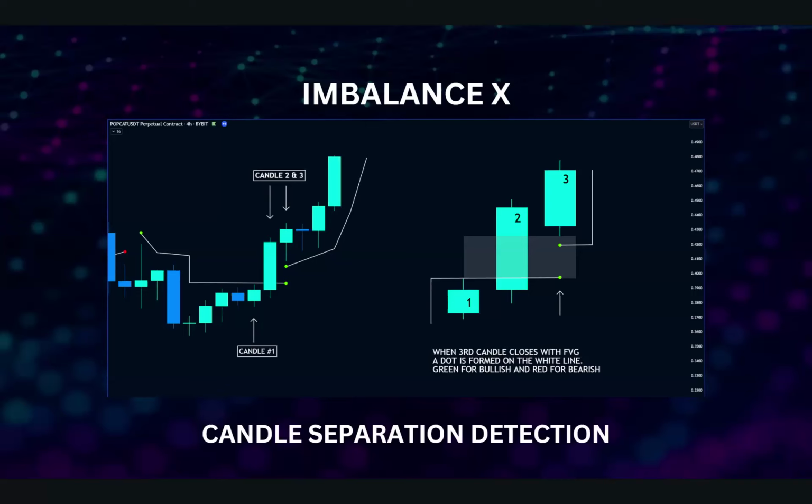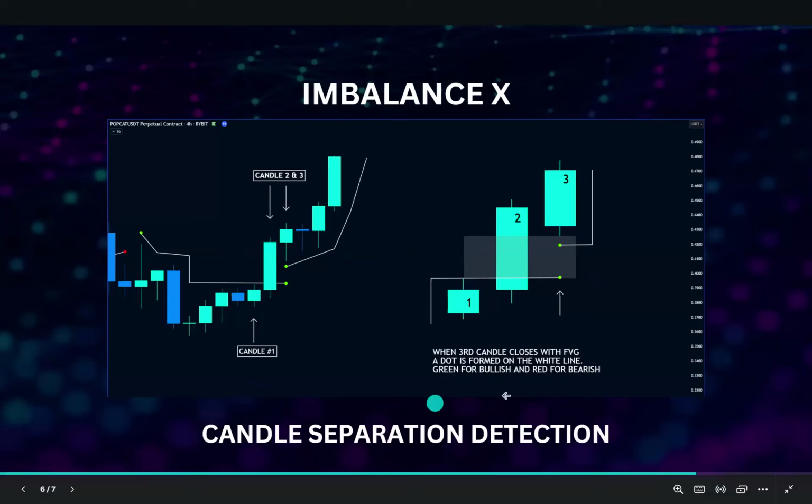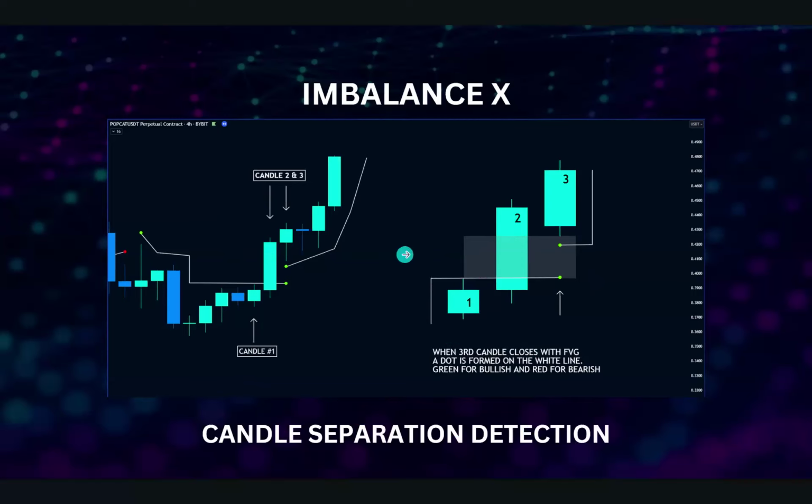So Imbalance X is an indicator that's designed to detect imbalances in the market. You can see we've got these imbalances. And what imbalances mean, there's many different words. They use fair value gaps because it's gaps in the market. There's separations in the market. So when there's a separation happening within the candles, this is when the indicator will come in and draw a line, and then it will depict a green dot either for longs or a red dot for shorts.